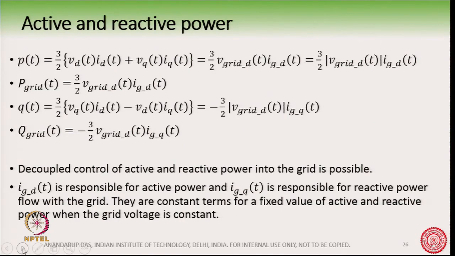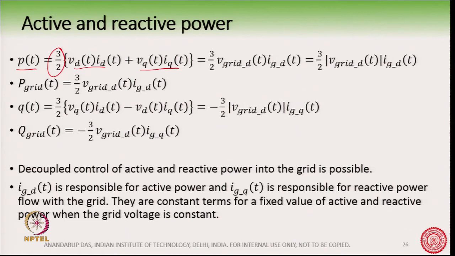Now, let us for a moment look into the power scenario. What is the equation there? We have so far dealt with all the voltages and currents. Now, let us see what happens with the power in the dq domain. The power in the dq domain is given as Vd Id plus Vq Iq. Again, you have to refer to the previous lecture. Again, there is a term 3 by 2 here.